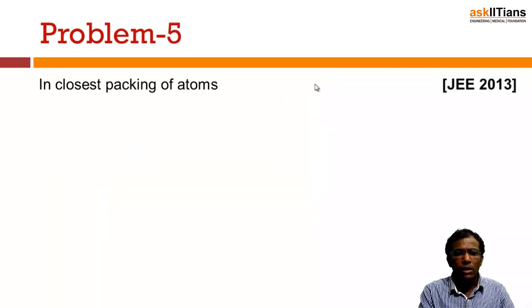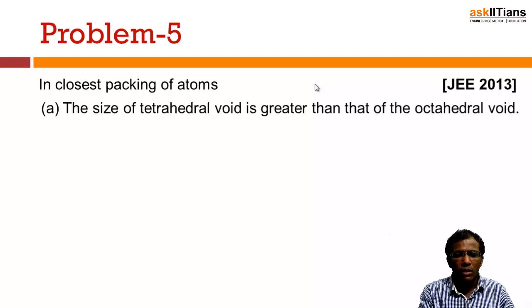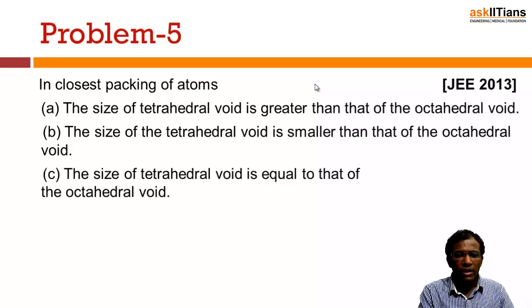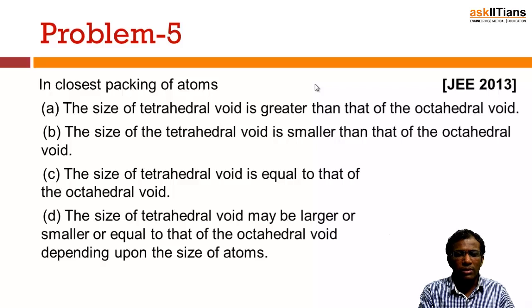Problem 5. In closest packing of atoms, the size of the tetrahedral void is greater than that of octahedral void. Option A. The size of the tetrahedral void is smaller than that of octahedral void. The size of the tetrahedral void is equal to that of octahedral void. The size of the tetrahedral void may be larger or smaller or equal to that of octahedral void depending upon the size of the atoms.